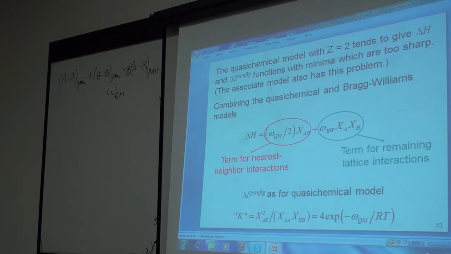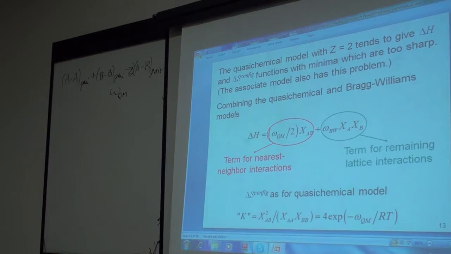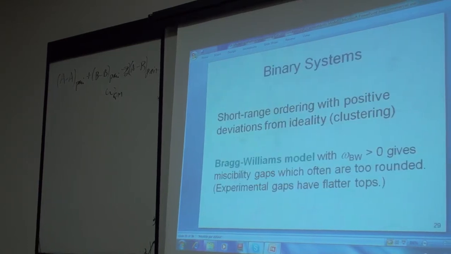By the way, the associate model does not predict positive deviations at all. The associate model works in binary solutions if you have very strong negative deviations. But even if omega for this reaction is plus infinity, you just end up with a regular solution. You never really do positive deviations properly with a clustering model. Okay, so let's go down to number 29.